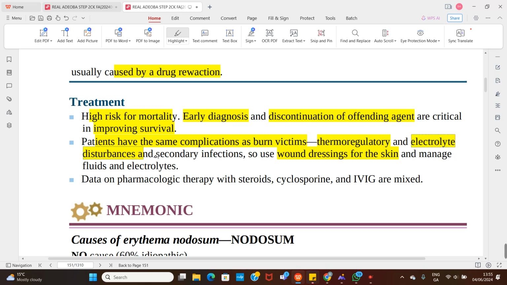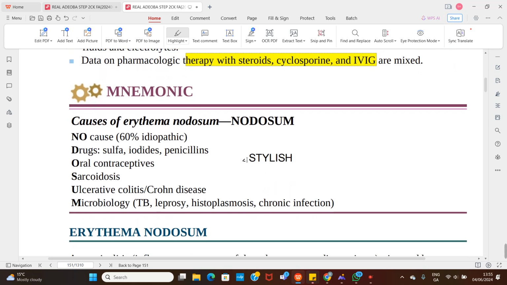By giving fluid, by correcting the electrolytes, then placing them on antibiotics, right? In case there's any evidence of secondary infection, right? So we should not bother about this because the data is confusing. The data about use of steroids, cyclosporine, or IVIG is not yet confirmed. So we should not worry about that. So just do your supportive treatment, basically wound dressing, your analgesics, right, for the pain, your fluid and electrolyte correction, your antibiotic in case there's secondary infection, right? So moving on to erythema nodosum.